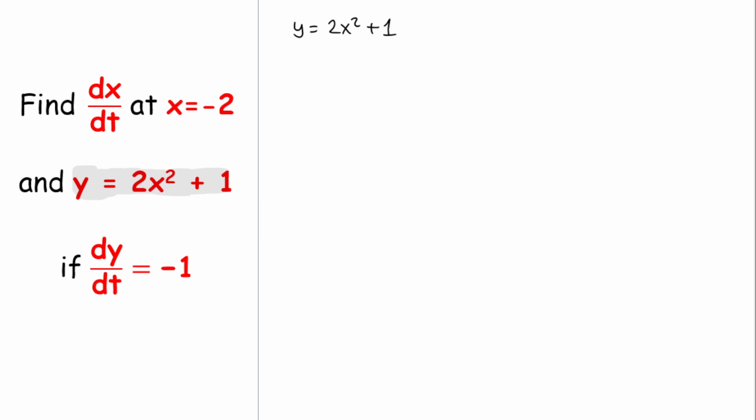Now we are looking for dx/dt, and we are also given that dy/dt is minus 1. dx/dt and dy/dt are the derivatives of x and y with respect to time, right? So we need to find out what that is. So take the derivative of y and x here with respect to time.